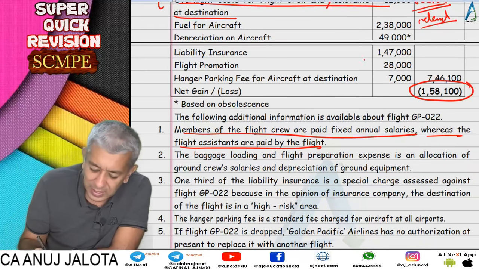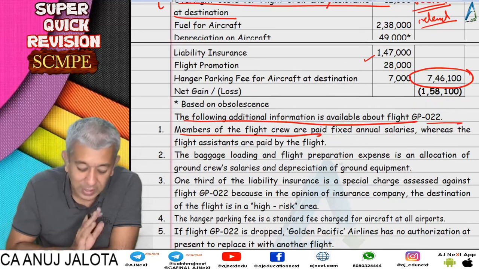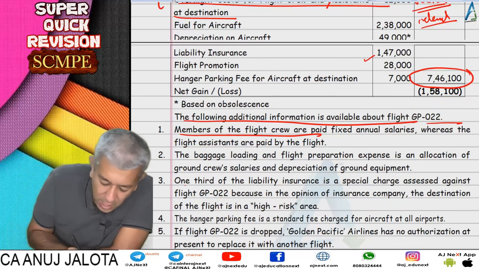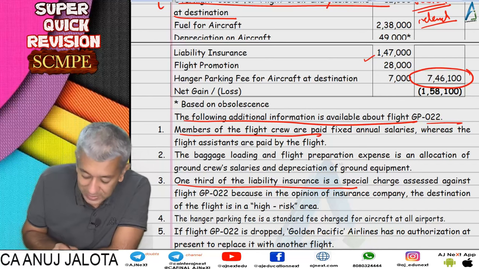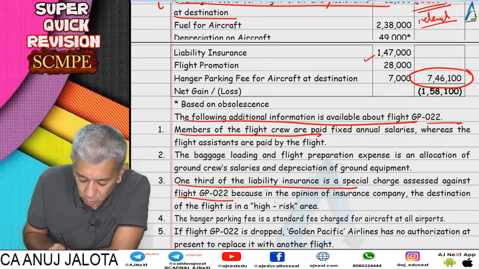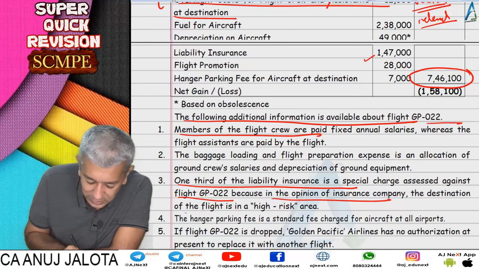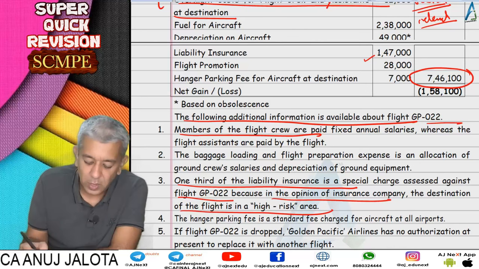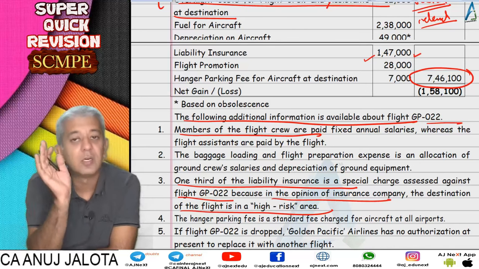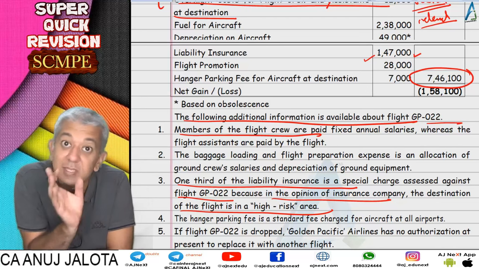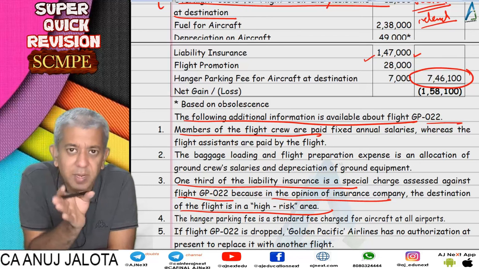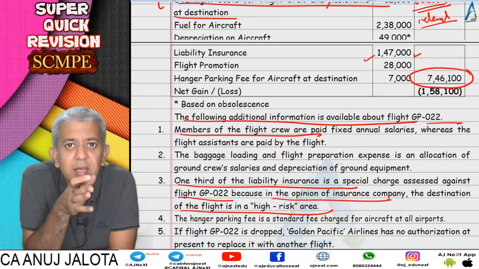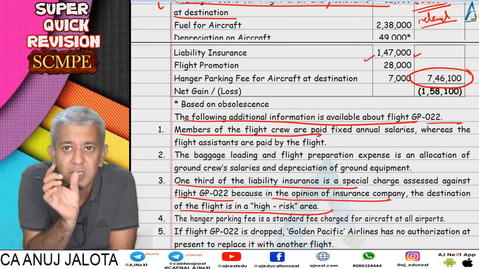Then the liability insurance. Now see, 1/3 of the liability insurance is a special charge assessed against flight GP022, because in the opinion of the insurance company, the destination of the flight is a high risk area. So out of this, 1/3 of the liability insurance is specific. It is only because a plane flies from Delhi to Leh, and Leh is a high risk area. There is extra insurance, so this will be a specific cost.